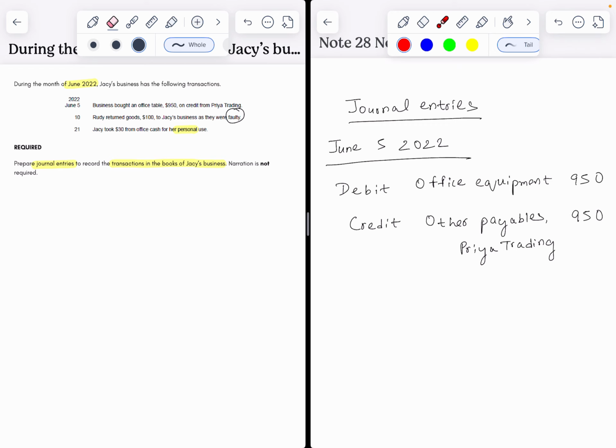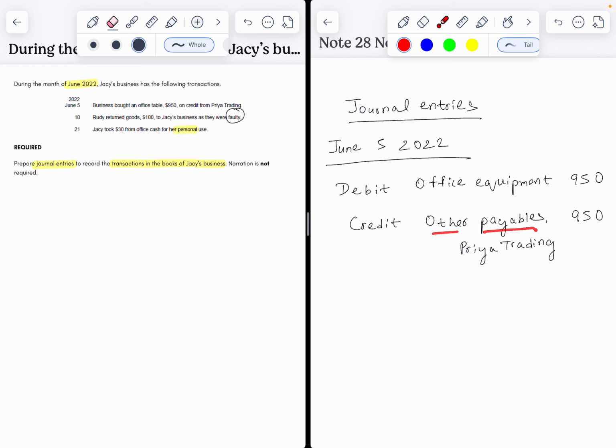All right, so when we buy on credit from Priya, we have a liability that's happening, which means we have got a present obligation to pay off Priya Trading in the future. So when liabilities increase, we always credit them. And in this case, we'll credit the account for Priya Trading, and we would show it as other payables, not trade payables, because trade payables are those group of people who are the credit suppliers of the business.